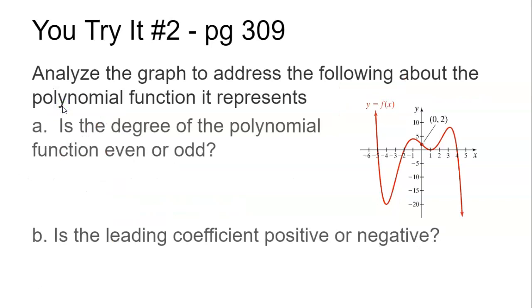And then on page 309, you're given a graph. From that graph, can you determine if the degree was even or odd? Is the leading coefficient positive or negative based on what we talked about? So can you do that on page 309? And then there should be, I believe, 2 more questions. So what's the value of the constant or the coefficient? And then can you identify any of the real zeros and state their multiplicity based on how the graph looks?